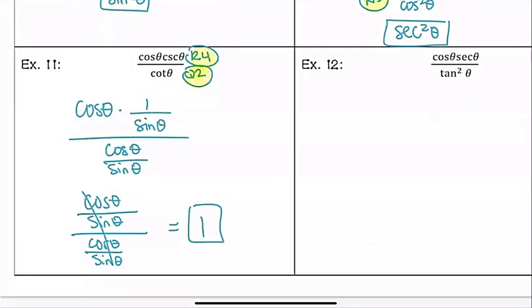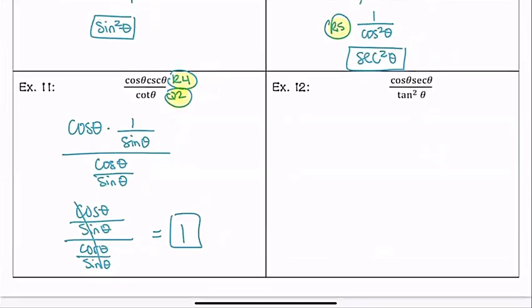Here is number 11. Like I said, this one's a little bit faster because you were able just to cancel. So we have cosine times 1 over sine. That would give me across the top. Cosine times 1 would give me just cosine over sine. And then here, now I have cosine over sine divided by cosine over sine. You could multiply by the reciprocal and cancel everything out. Or you could see that we're dividing the same thing by itself. Anything divided by itself is 1. And that's how we got 1.